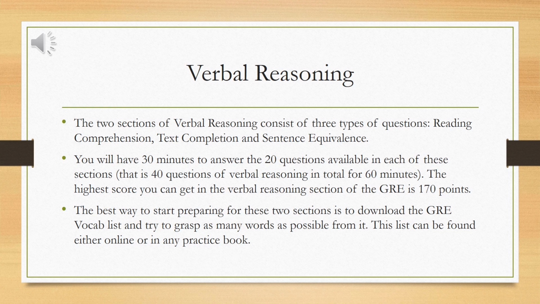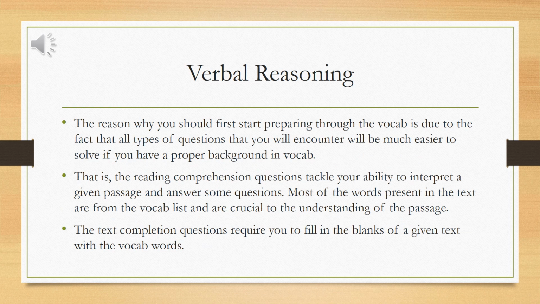The best way to start preparing for these 2 sections is to download the GRE vocab list and try to grasp as many words as possible from it. This list can be found either online or in any practice book. The reason why you should first start preparing through the vocab is due to the fact that all types of questions that you will encounter will be much easier to solve if you have a proper background in vocab.